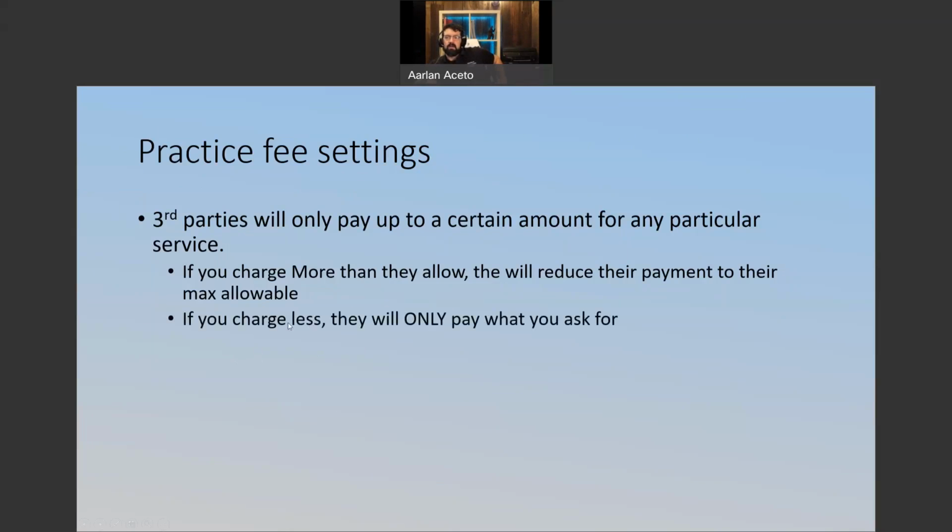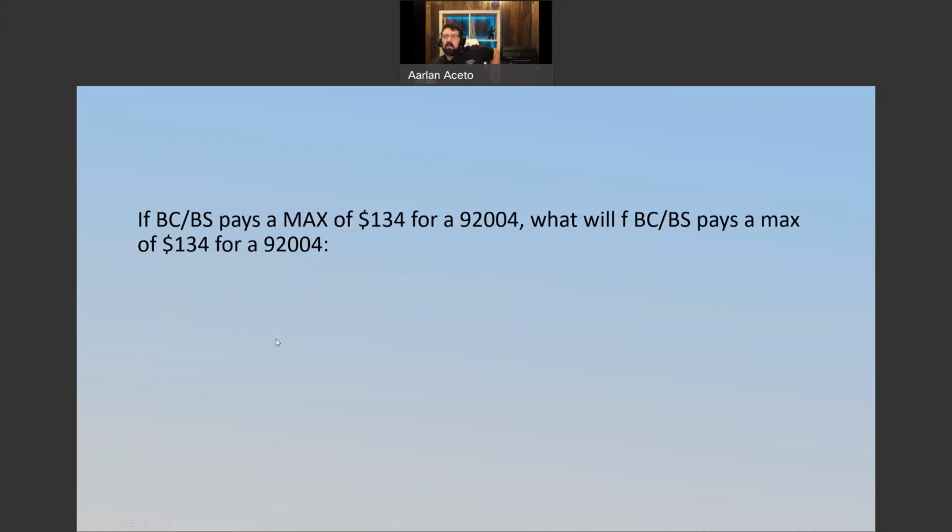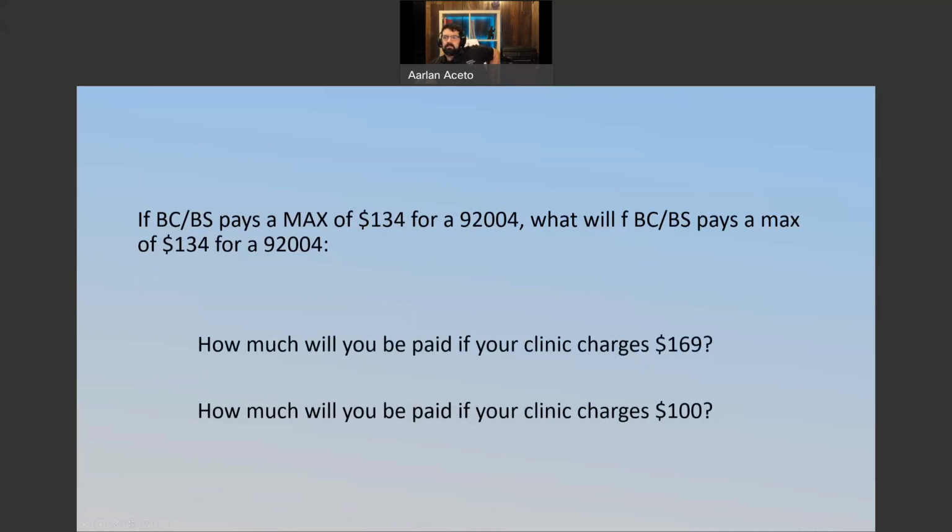Now, by the same token, if you charge less, they'll only pay what you ask for. So that may fit into how you charge or how you set your prices to make sure that you don't leave any money on the table as a business owner or as an optician or as a manager. So let's say Blue Cross Blue Shield pays a maximum of $134 for an eye exam, and you charge $169, you can charge more. They'll give you $134 for the 169, but no more.